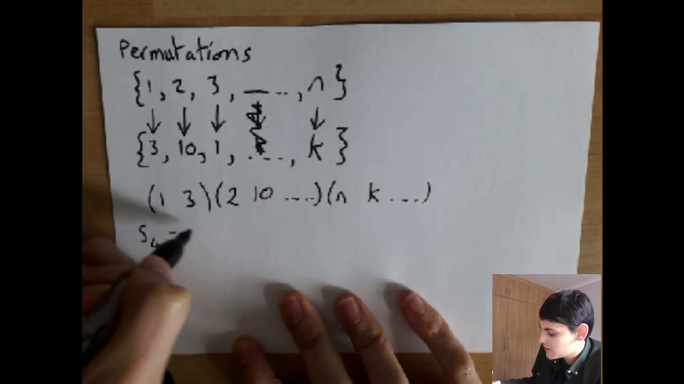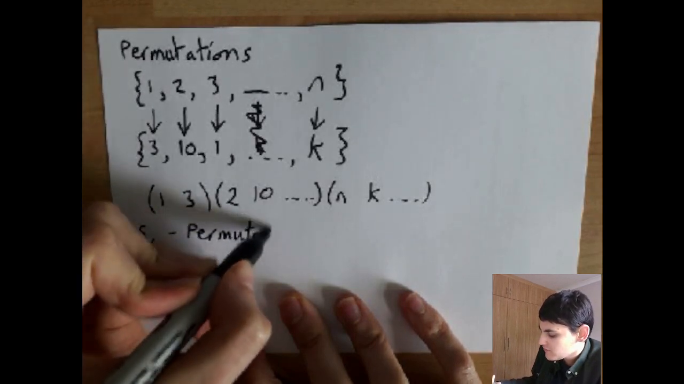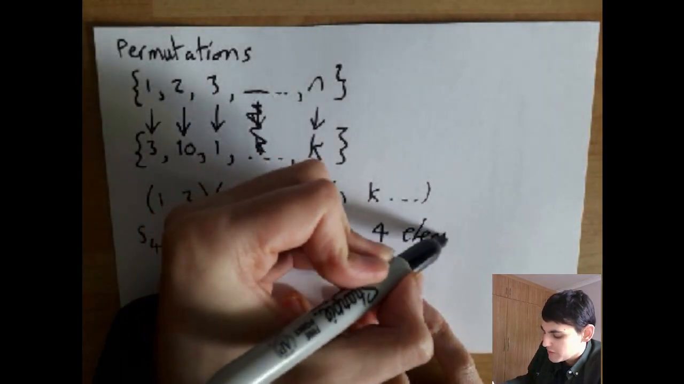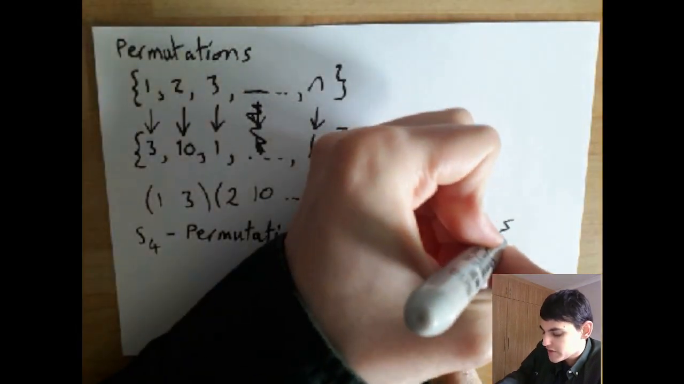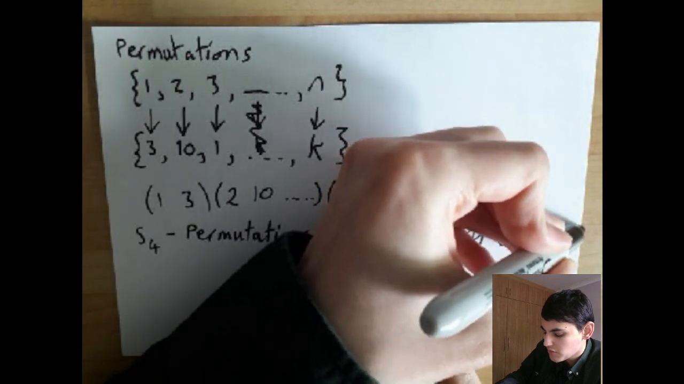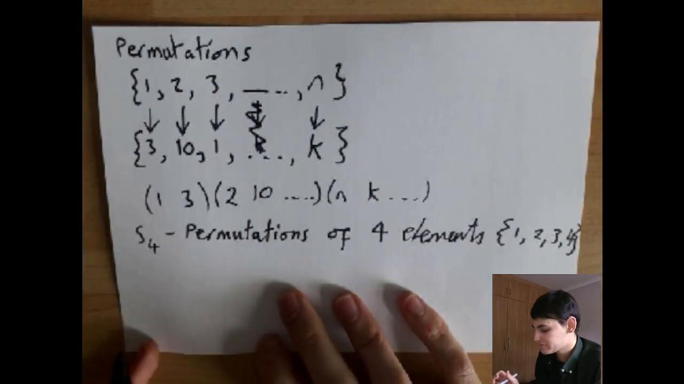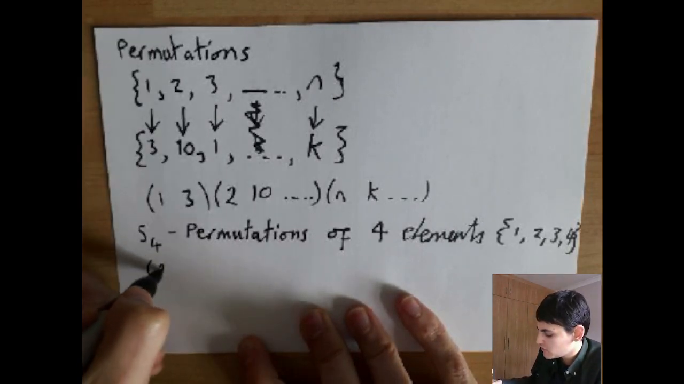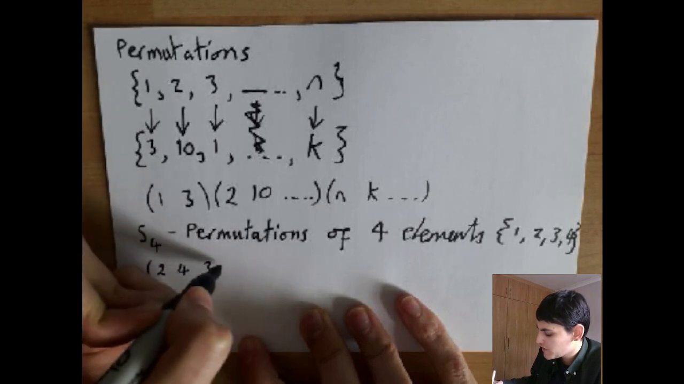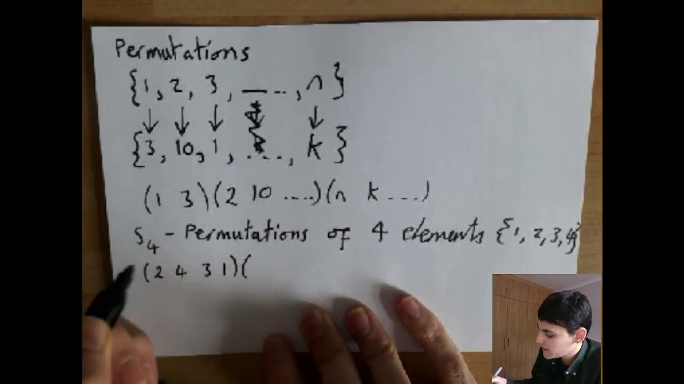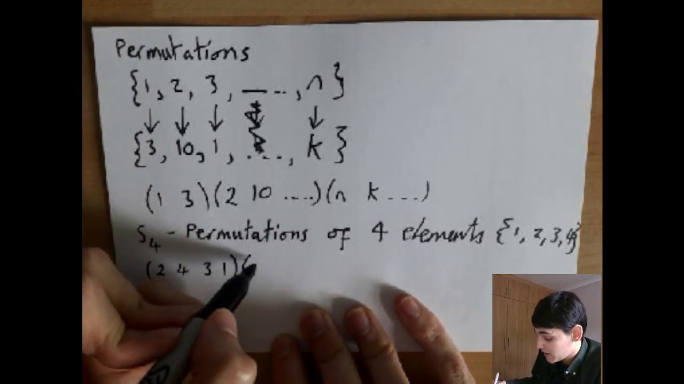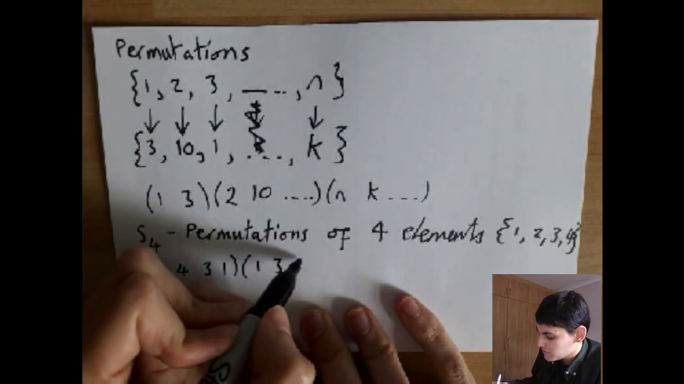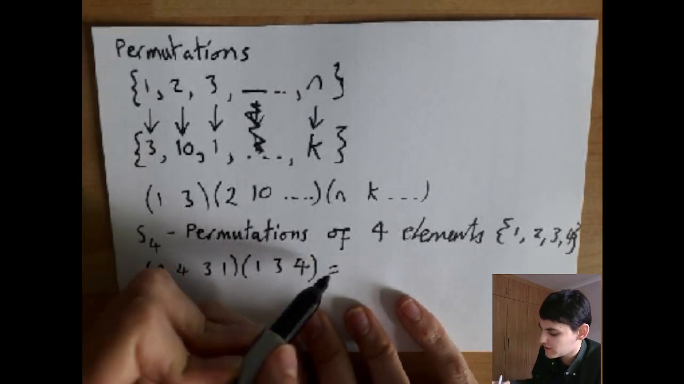So this is permutations of 4 elements, which we're going to label 1, 2, 3, and 4. Let's look at the cycle 2, 4, 3, 1, and let's say we're going to multiply that by the cycle 1, 3, 4. 2 stays as it is in that one.